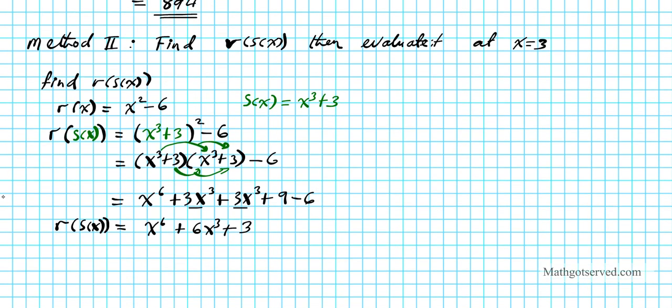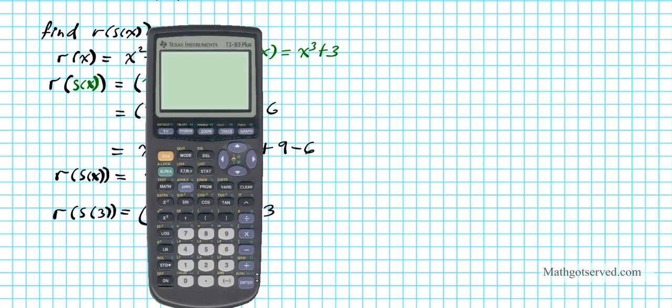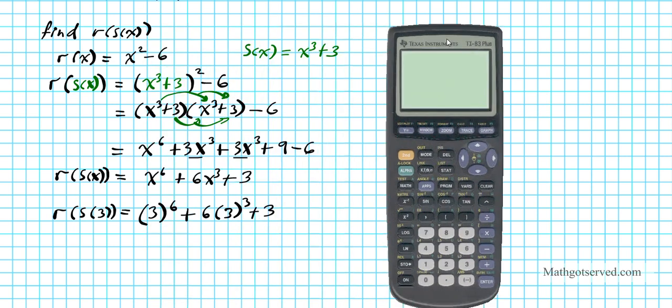Okay? So now we're going to find r of s of 3. What does this mean? It just simply means that we're going to plug in 3 into this function right here. So we have 3 to the 6th plus 6 times 3 to the third plus 3. Okay? All right, let's plug this into our calculator, see what our output value is. Hopefully it matches with method 1's result.